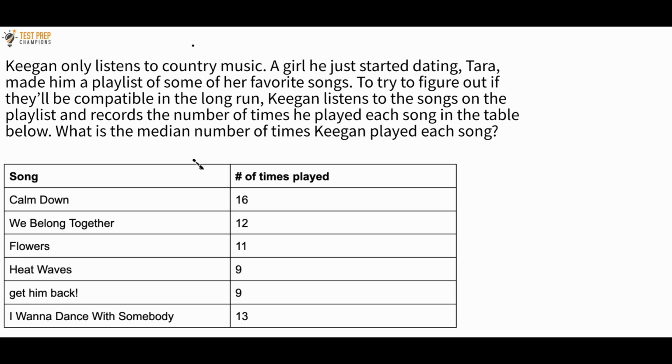So the first step here to answering this question is to put the numbers in order from smallest to largest first. So I'm going to put them in order from smallest to largest. So we have 9, 9, then 11, then 12, then 13, then 16. So if you get a question asking you to find the median and you're given a data set like this on your test, the first step again is to put the numbers in order from smallest to largest.